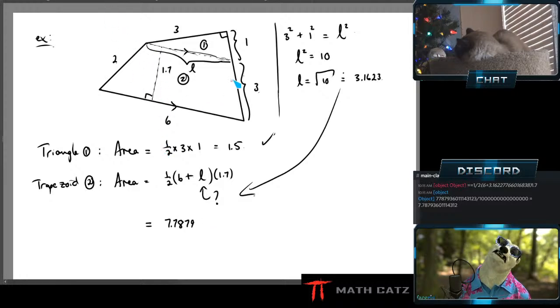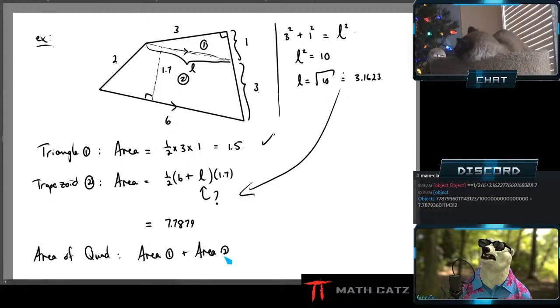That's the trapezoid here, right? Number 2. The area of the quadrilateral is area 1 plus area 2. I almost made that mistake. It's very easy to stop before you're actually done.